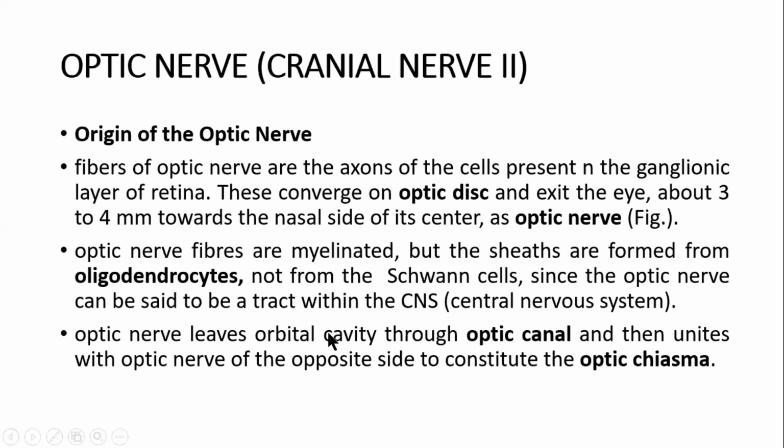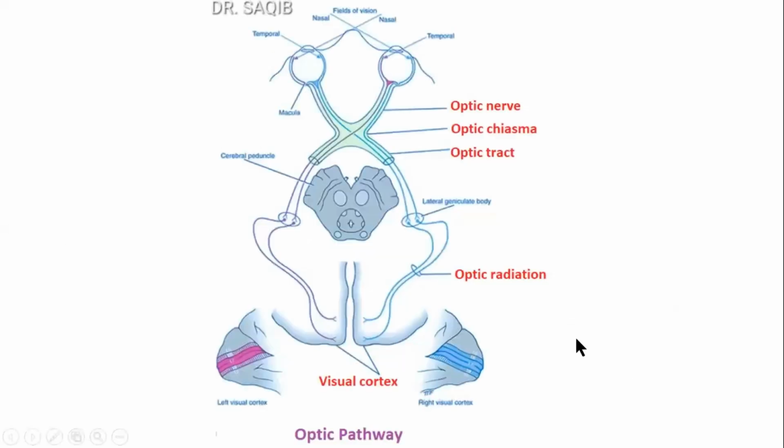This is the point second to that. The optic nerve leaves the orbital cavity through the optic canal and then unites with the optic nerve of the opposite side to constitute the optic chiasma. Here you could see the optic nerve formation. It's the crossing of some fibers, and its mechanism will be discussed very soon with you.